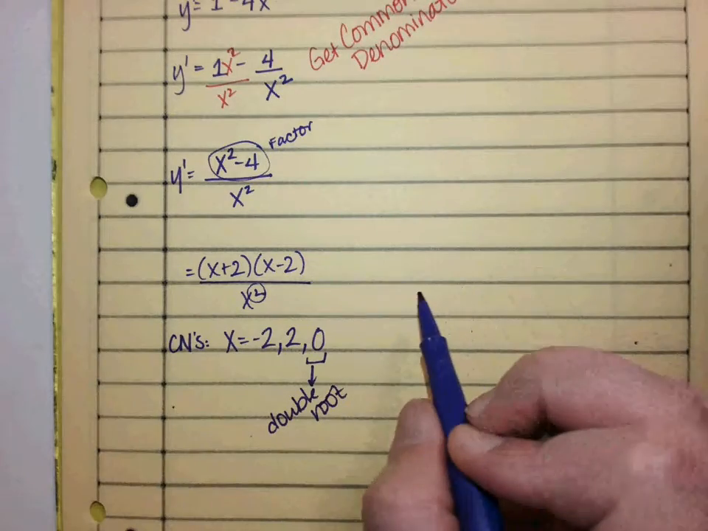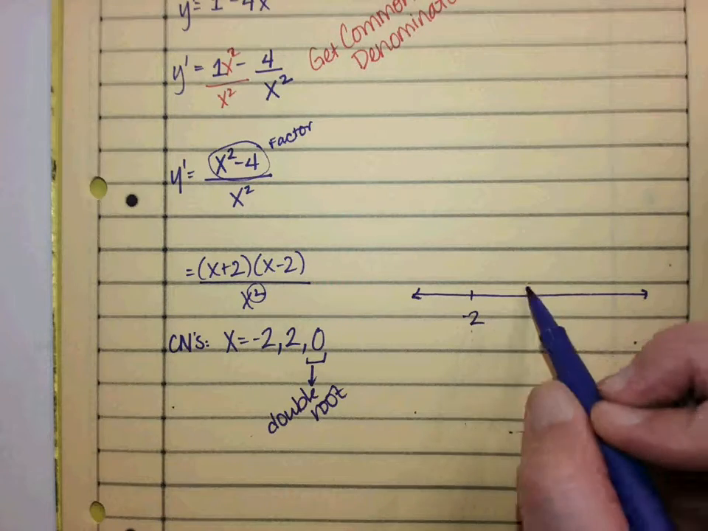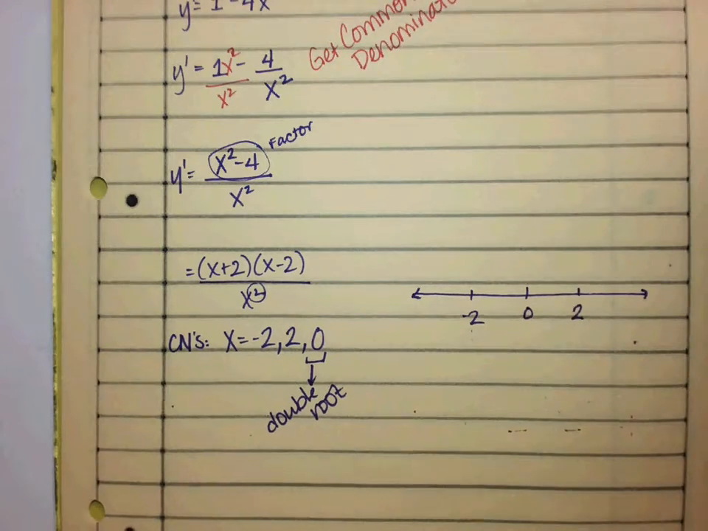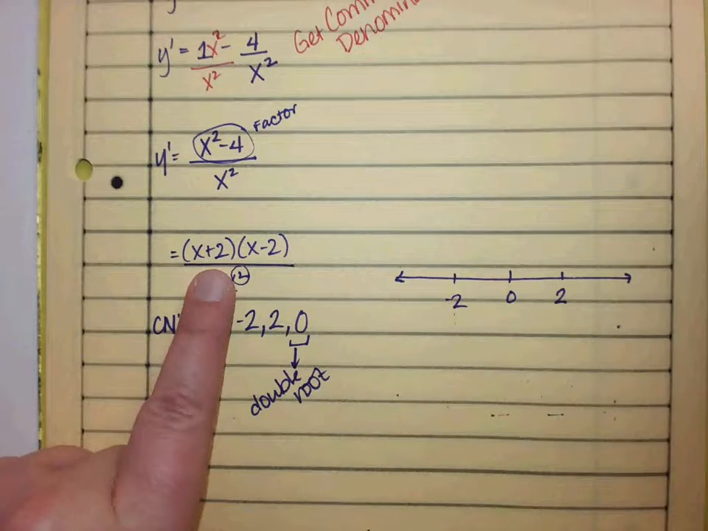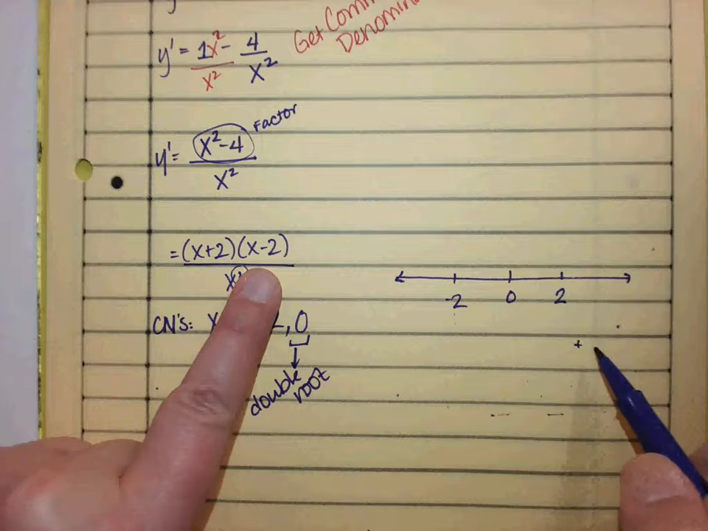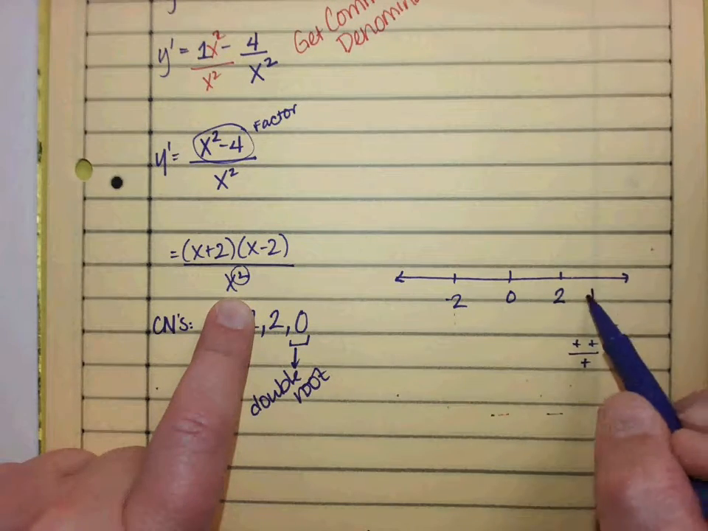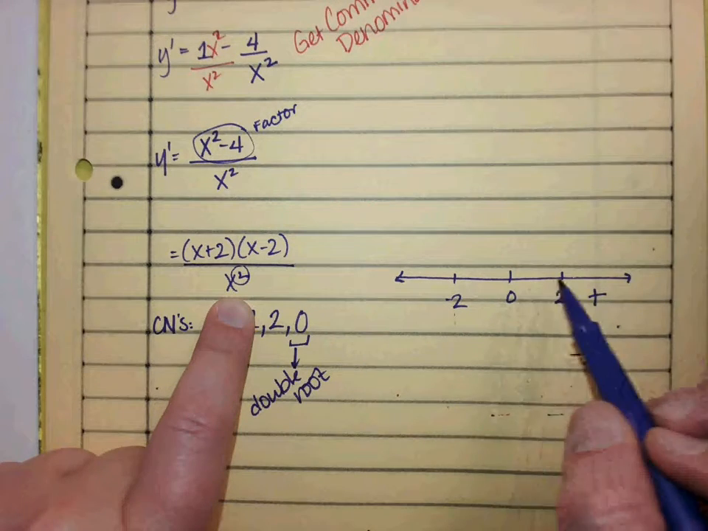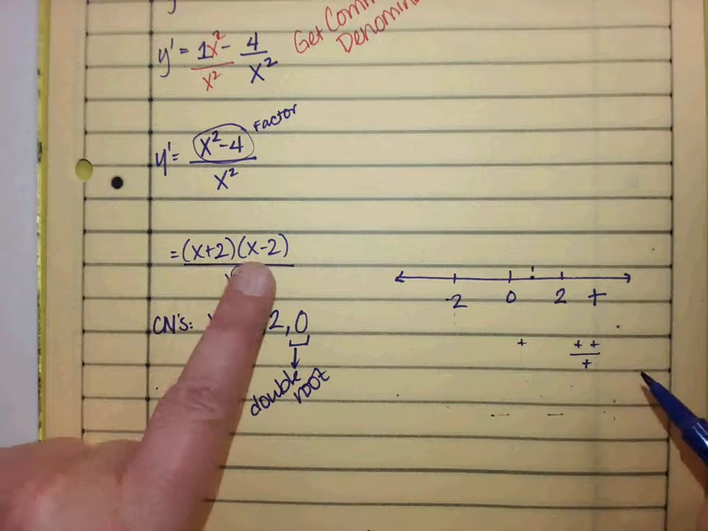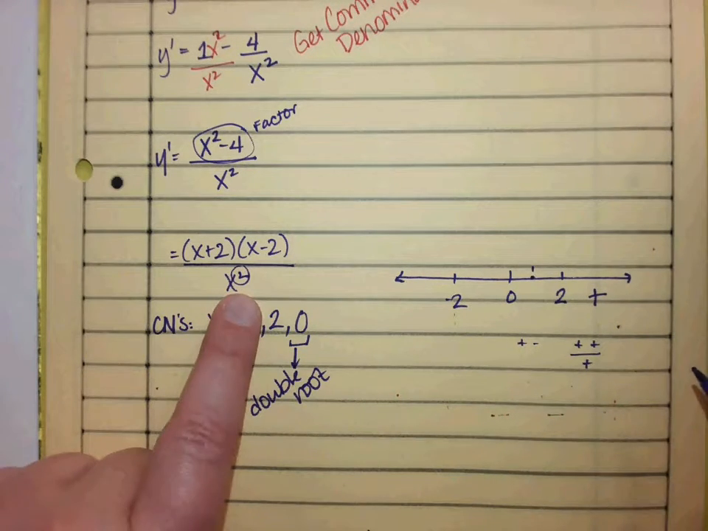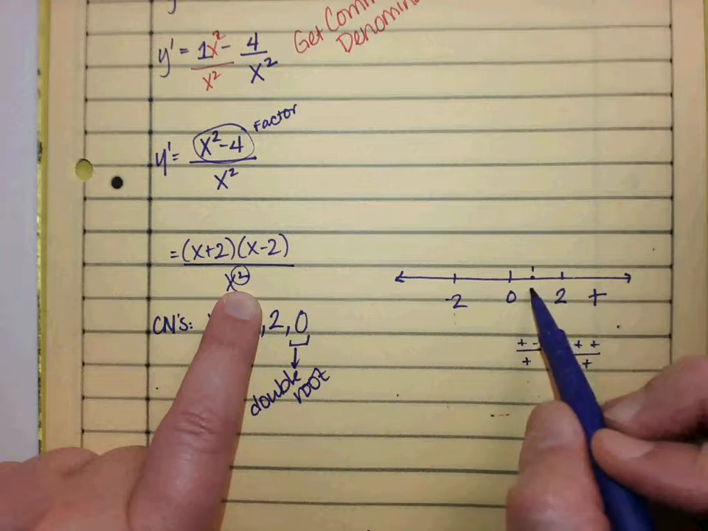A double root means that when I make my sign chart, at 0 it should not change sign. So negative 2, 0, 2. Okay, a number bigger than 2, maybe I pick 3. So 3 plus 2 here is positive. 3 minus 2 is also positive. Divided by 3 squared is positive. Overall, positive. Between 0 and 2, maybe I pick 1. 1 plus 2 is positive. 1 minus 2 is negative. 1 squared is positive. Okay, plus, minus, plus, overall is going to be minus.